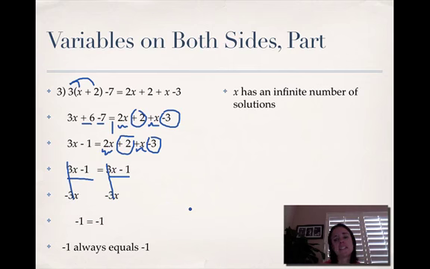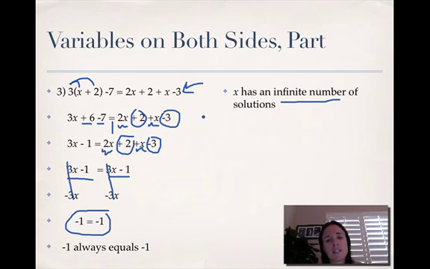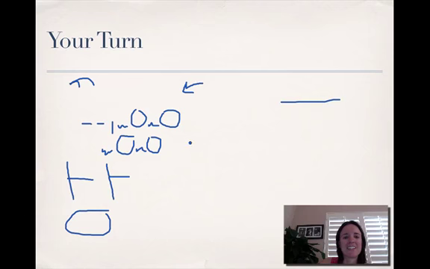So x has an infinite number of solutions again, because I ended up with this statement, always true. Again, that means I could choose any number, 0, negative 5, negative 50, 2/3, 3/5, anything, plug it in for x, and I'll still get a true statement. So let's have you guys do a couple on your own. Oh, let me erase that for you.